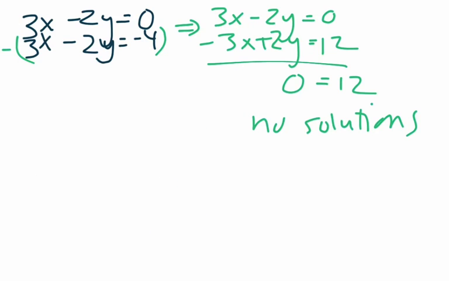So for the first one, I multiplied the bottom equation by -1. Essentially, I didn't write the 1. Hopefully you're okay with that. I just distributed the negative and multiplied everything by -1. And that gave me 0 on the left and 12 on the right. So 0 equals 12 is false.